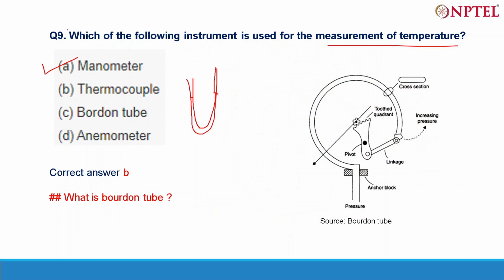Which of the following instruments is used as a measurement of temperature? So, for measurement of temperature, thermocouple is the correct answer. Not manometer. Manometer is for pressure. Bourdon tube is for pressure, and anemometer is for wind speed.